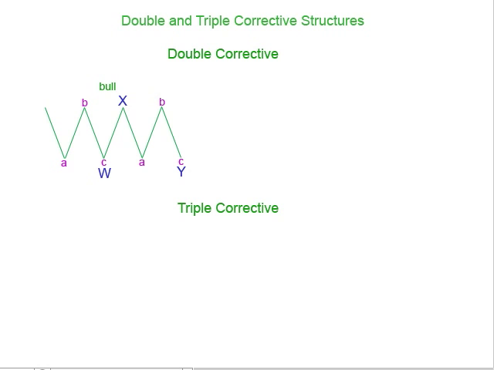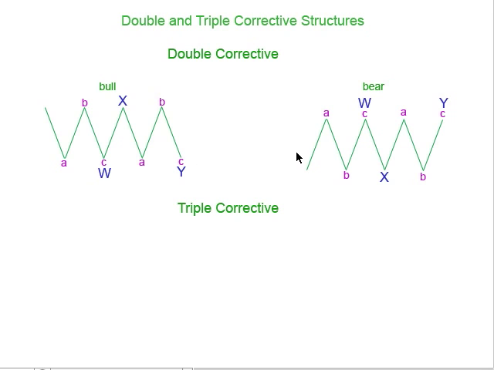Having a closer look now at those combination corrections, double and triple corrective structures. Double corrective structure in a bull market. Flip it over, here's a double corrective structure in a bear market. In a bull market, price is trending up. We have our first 3-wave structure, ABC labelled W, joined by X in the opposite direction, ABC labelled Y.